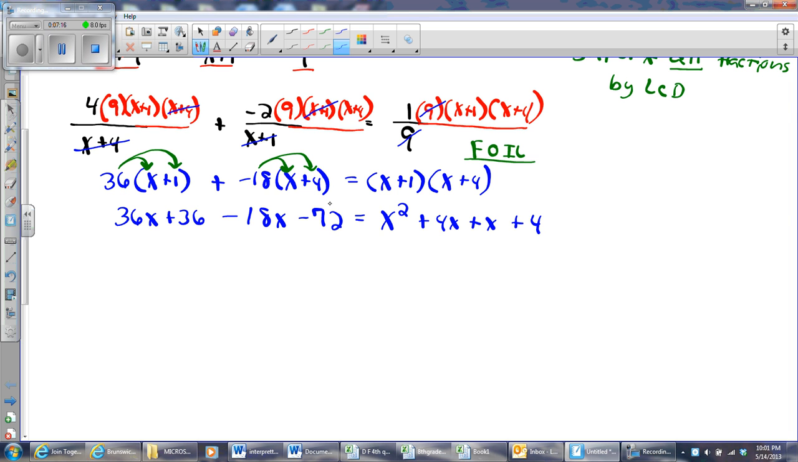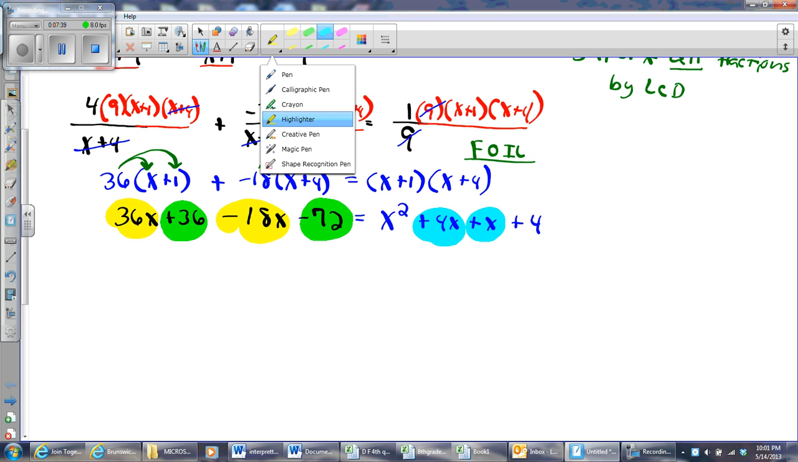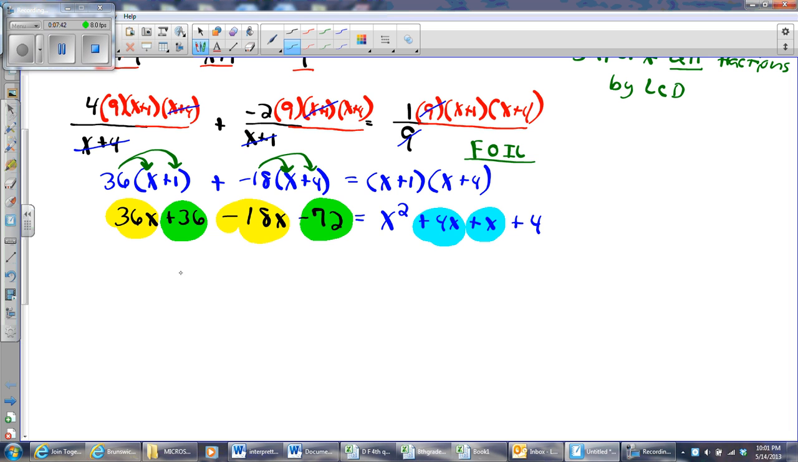Okay, I'm going to combine like terms on the left-hand side. And so it looks like I have 36x and a -18x. I'm going to put those together. A positive 36 and a -72. Those can go together. And over here I have a positive 4x and a positive x. So when I combine my like terms, I'm going to get 18x. 36 minus 18 is 18x. 36 minus 72 is -36. On the right-hand side, I have x squared plus 5x plus 4.